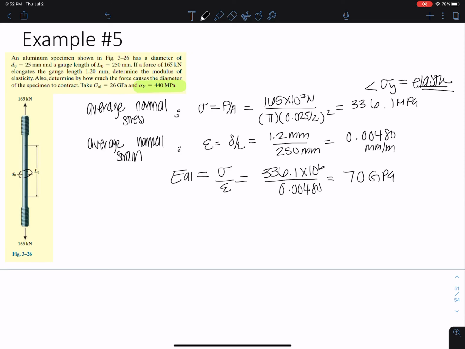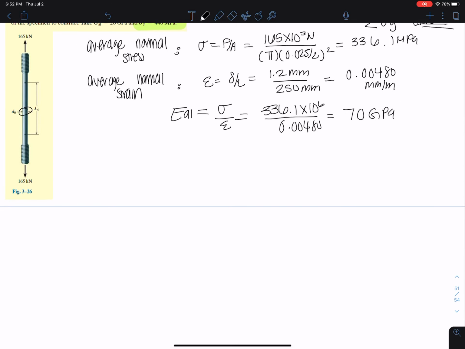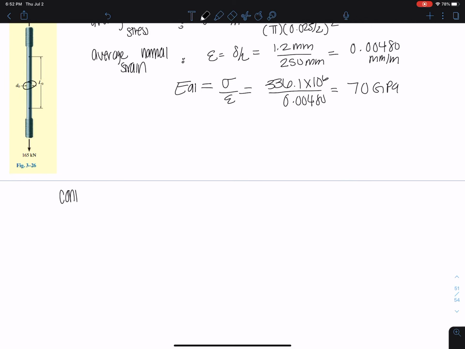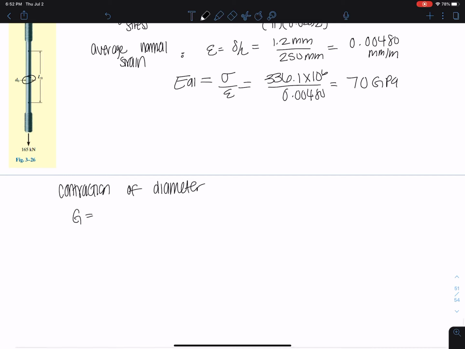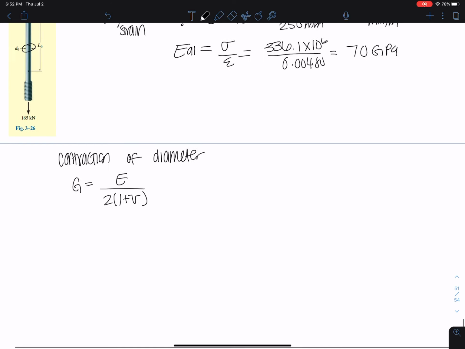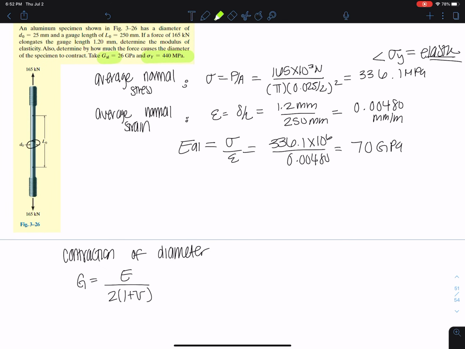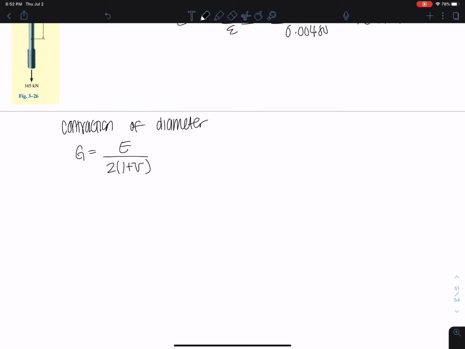Okay, now we can use Poisson's ratio to get the contraction of the diameter. So let me write out the shear modulus. We know the shear modulus is 26 because it was given right here. So we have 26 equals 70, which we just calculated, over 2 times 1 plus Poisson's, and we get a Poisson's ratio of 0.347.